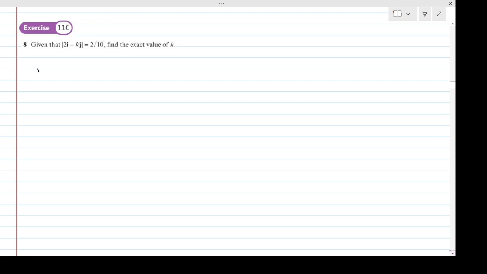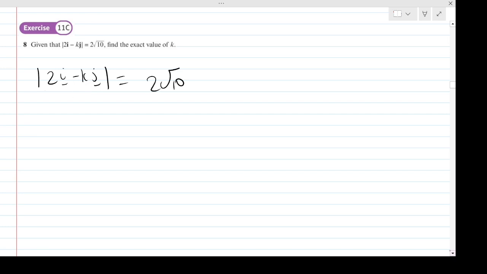So we're told that the length of the vector 2i minus k lots of j is 2 root 10. So the magnitude of that vector is 2 root 10. We need to find the value of k. So we're going to do the same sort of thing as if k is just a number, right?